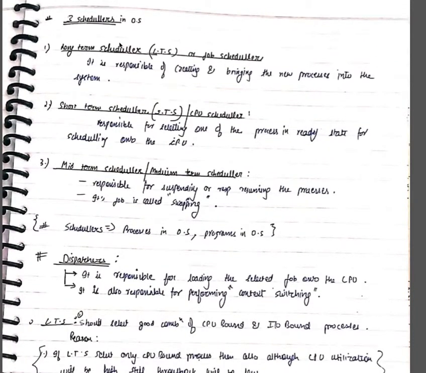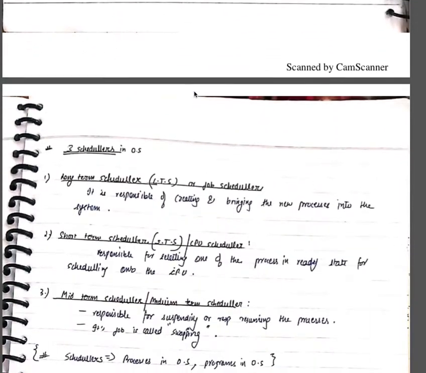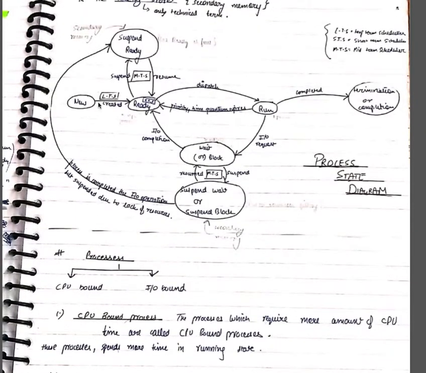There are three types of scheduler: long term scheduler or job scheduler, short term scheduler or CPU scheduler, and mid term scheduler or medium term scheduler. Now, long term scheduler, where does it work? It works from bringing the process from new to the ready state. Yes, from new to the ready state, long term scheduler is used.